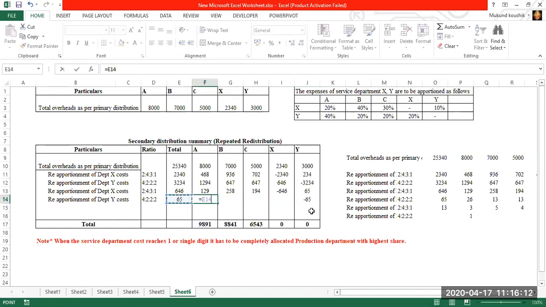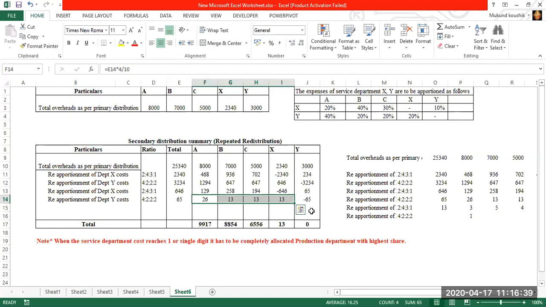Now for department A, it will be 65 into 4 by 10. For department B, it will be 65 into 2 by 10. Again for department C also, it will be 65 into 2 by 10. Then for department X also, it will be 65 into 2 by 10. Now, if you total all these things, it is coming to 65, right? So there is no problem. Now, this is also done.